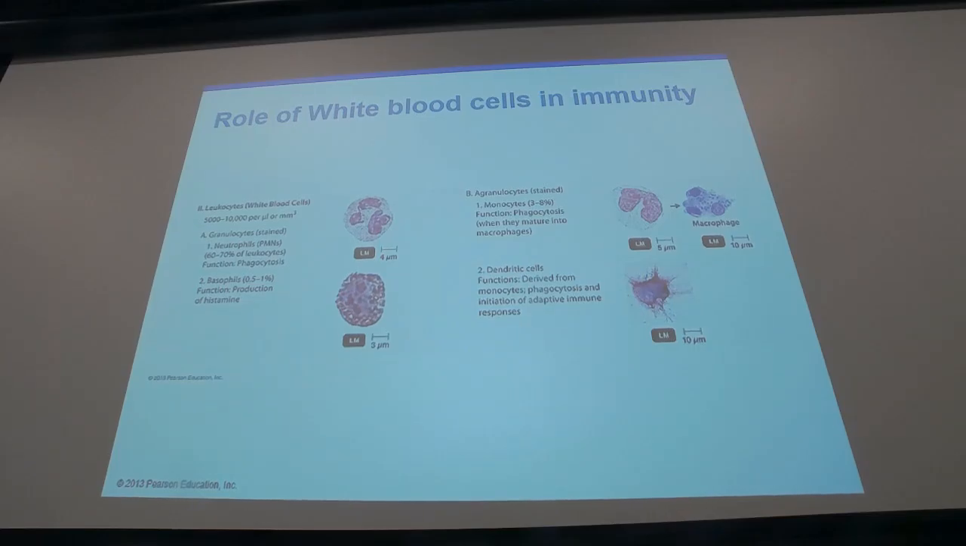So that's kind of a jingle there. And then if they ask you which one is the least abundant, well, bananas is the least, so basophils are less than 1%.